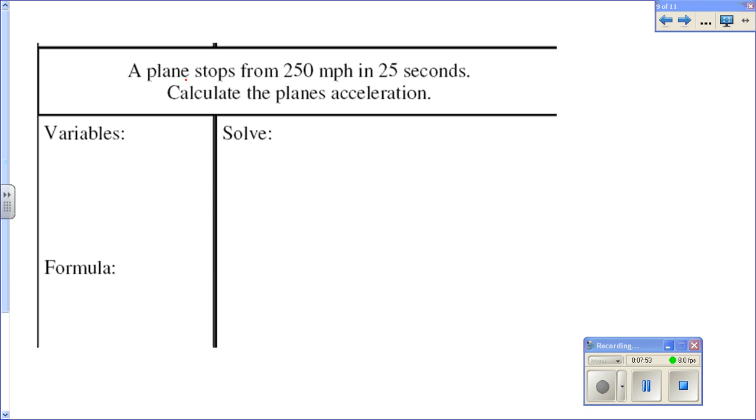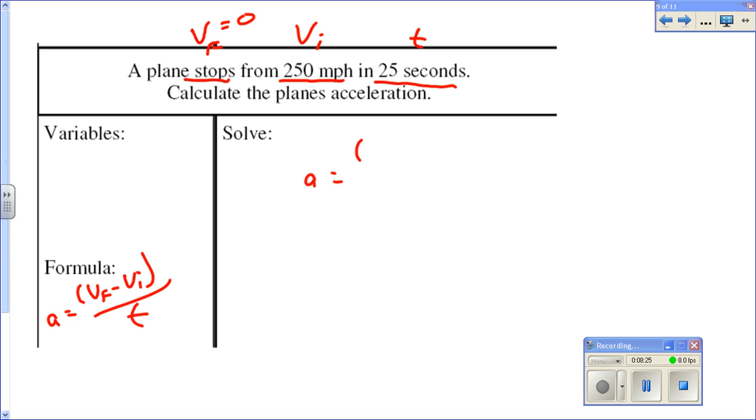A plane stops from 250 miles an hour in 25 seconds. 25 seconds is time. Miles per hour is speed. Stops means you're going to be 0. So what we have to figure out is whether stopping is our final or our initial. Stopping is your final, from 250 is your initial. So formula A equals VF minus VI over T.